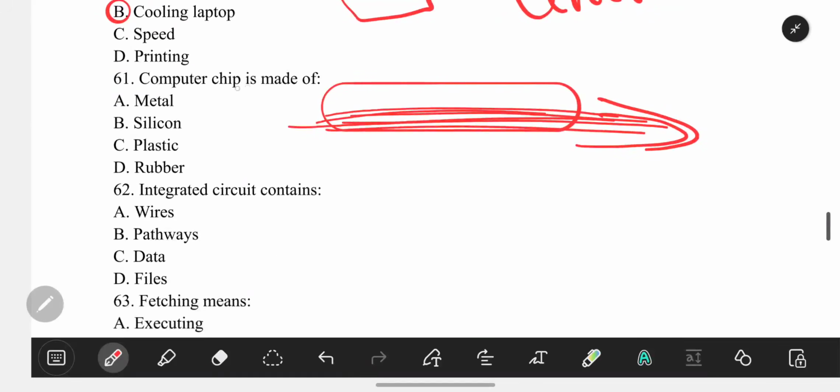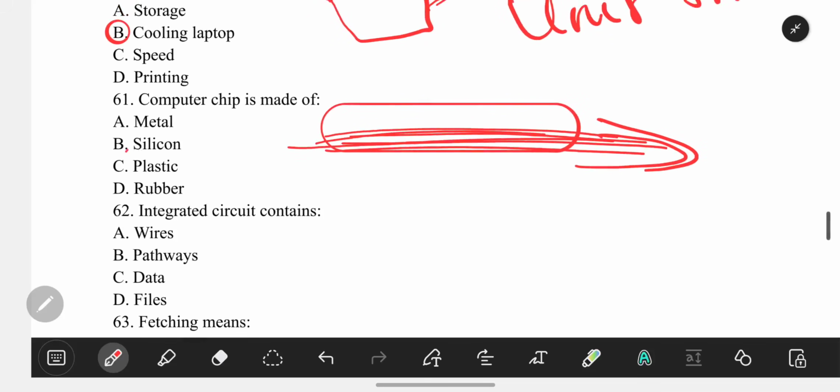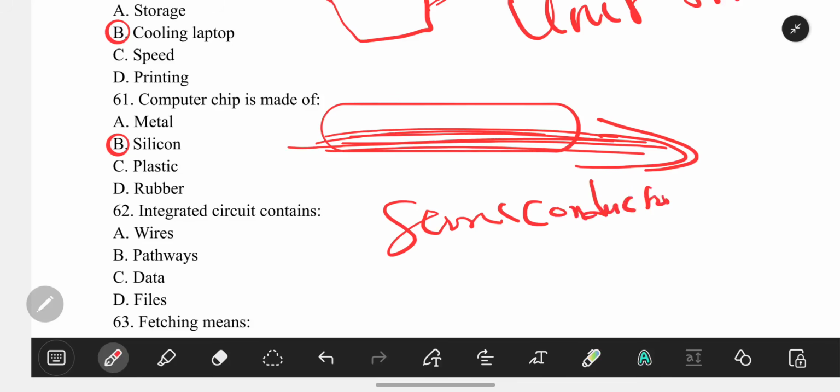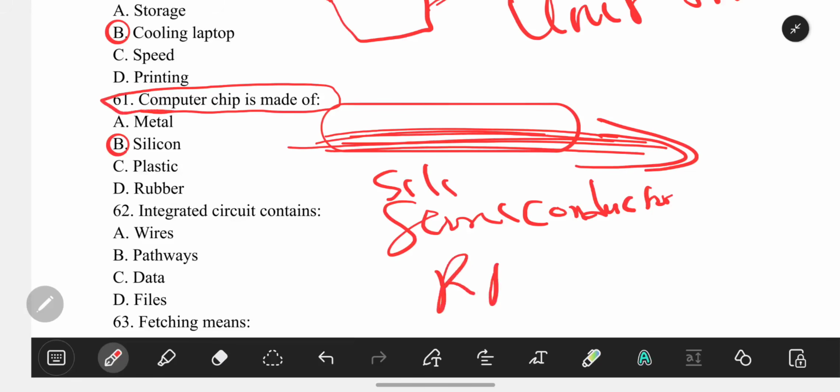Then a computer chip is made up of what we call a silicon chip. So it is made up of silicon, which is a semiconductor material. Silicon is a semiconductor material that is used to make computer chips. So these chips are used in making RAM, making ROM, which we have discussed what these do.